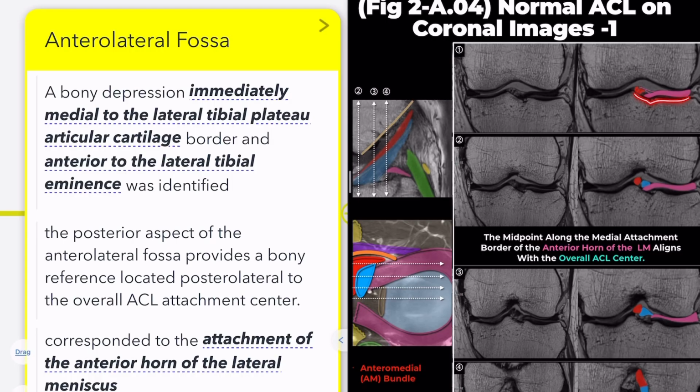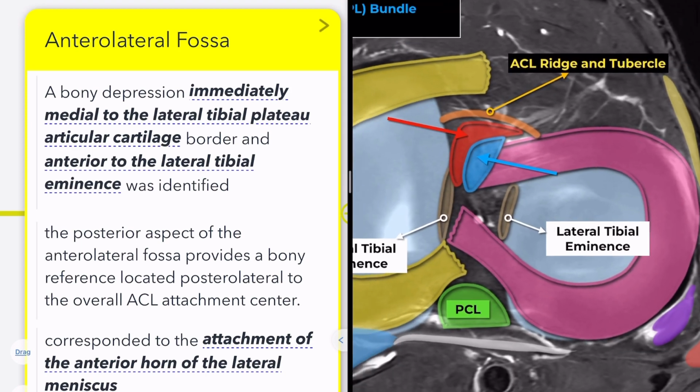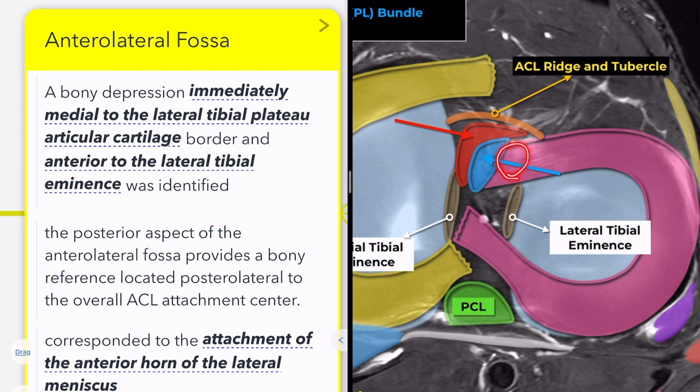The anterolateral fossa is identified as a bony depression located immediately medial to the lateral tibial plateau cartilage border and anterior to the lateral tibial eminence.